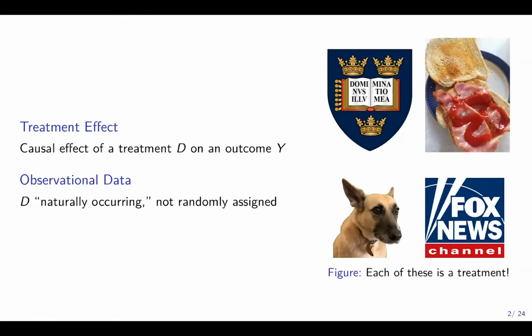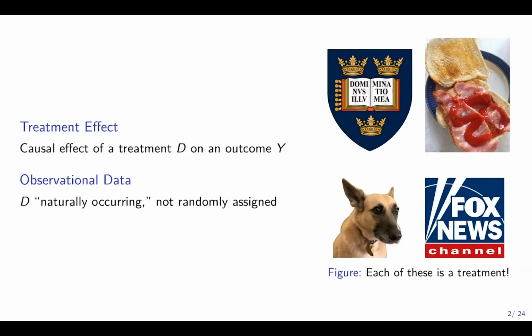Now, the word treatment sounds a bit like a medical trial, but in social science, we tend to use the word more broadly. So a treatment could refer to any kind of factor whose causal effect that we hope to learn. So viewed from this perspective, the treatment could be earning a PPE degree at Oxford. The treatment could be eating bacon sandwiches. It could even be watching Fox News or owning a dog.